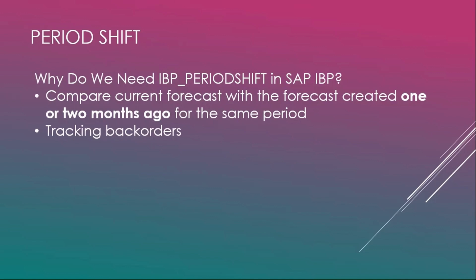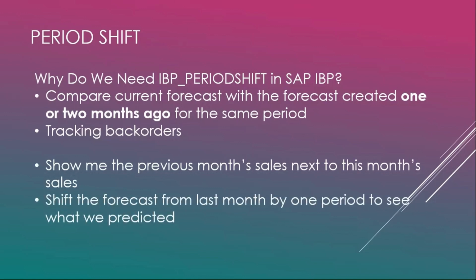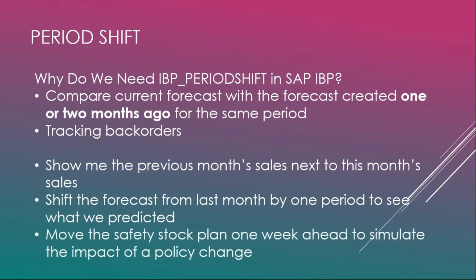Traditional key figures in IBP are static. They show values for the current time period based on their calculation logic. But planners often need a time relative comparison. For example, show me the previous month sales next to this month's sales. Or shift the forecast from last month by one period to see what we had predicted. Or maybe move the safety stock plan 1 week ahead to simulate the impact of a policy change. This is exactly the kind of flexibility that IBP period shift provides.